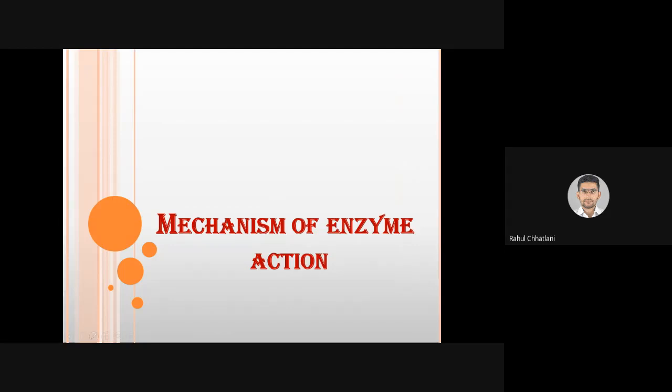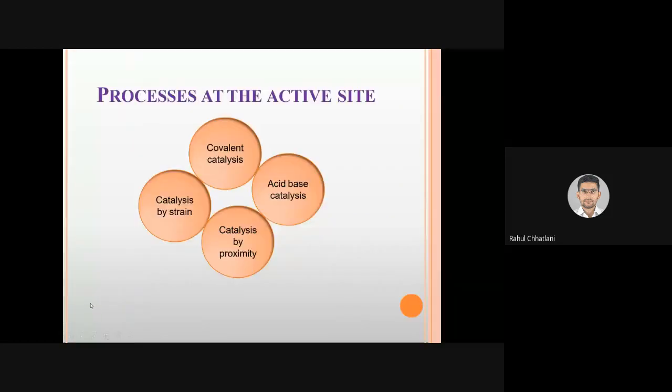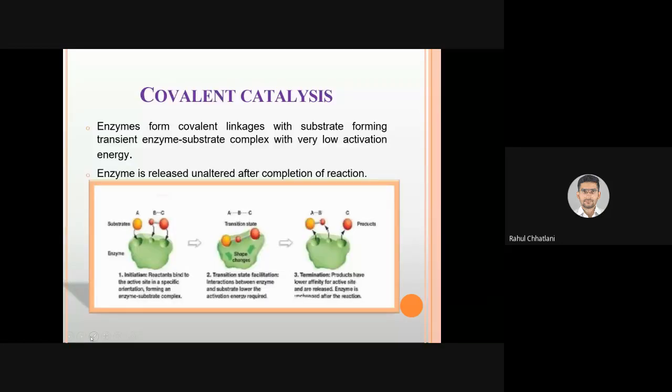So there are 4 main actions: covalent catalysis, acid base catalysis, catalysis by proximity, and catalysis by strain. All the 4 we'll see in detail, but first remember: covalent catalysis, covalent bond related. Second, acid base catalysis, depending on the pH. Catalysis by proximity, just coming near to the substrate, and catalysis by strain, that is under pressure. So first, covalent catalysis.